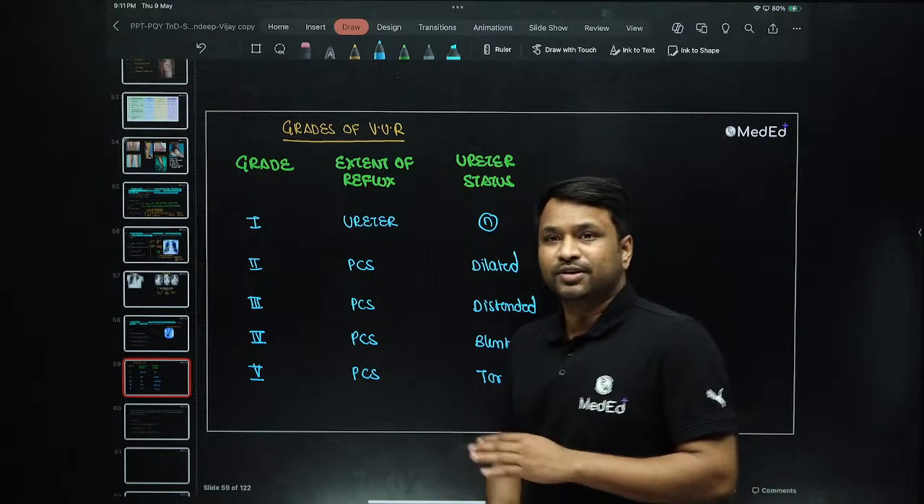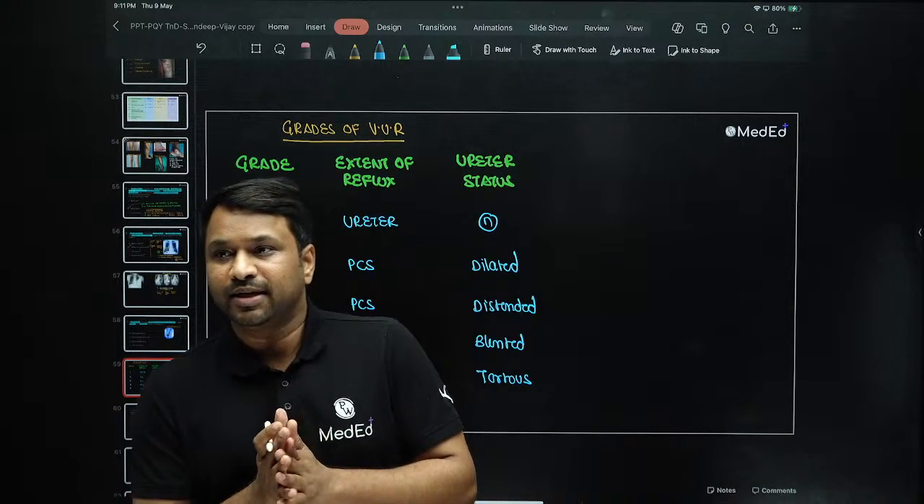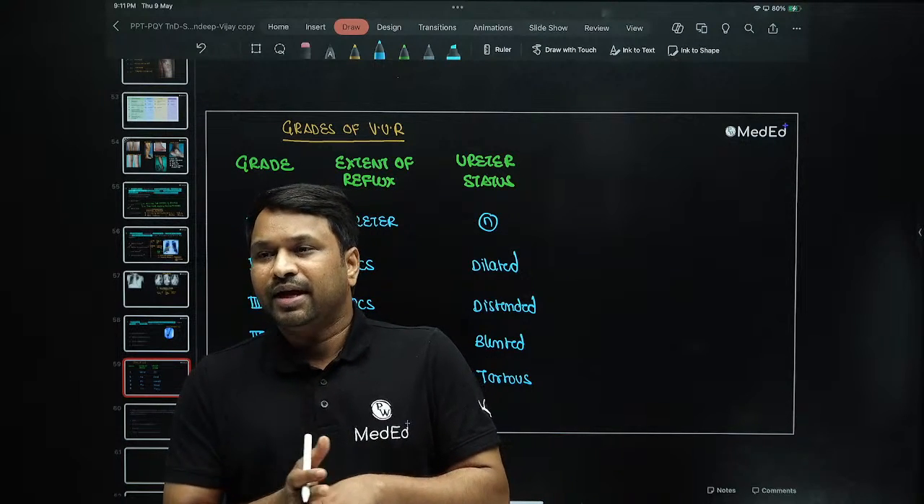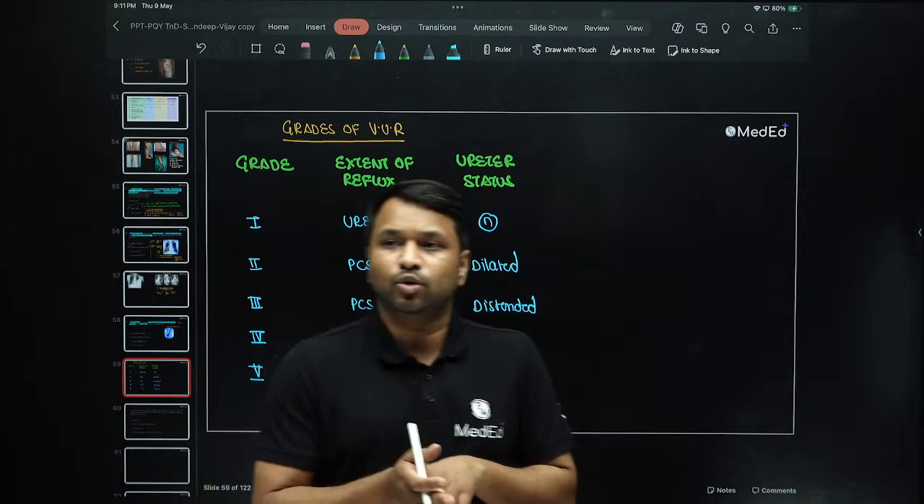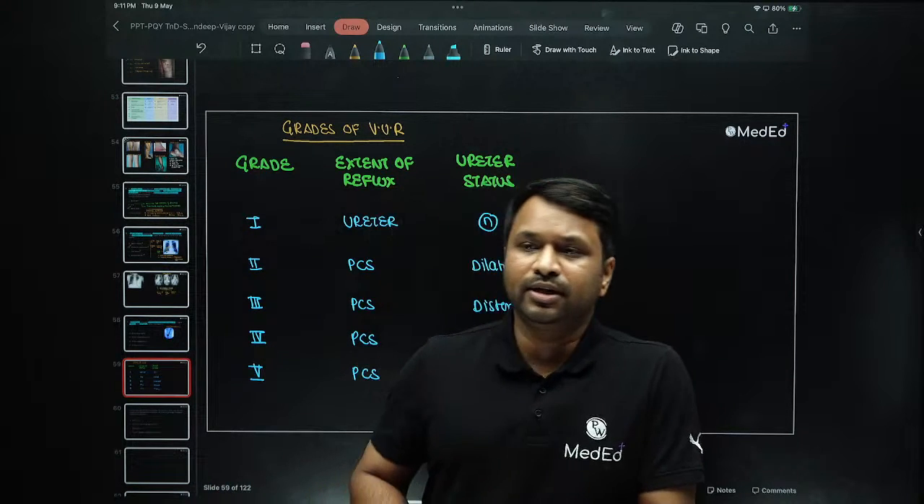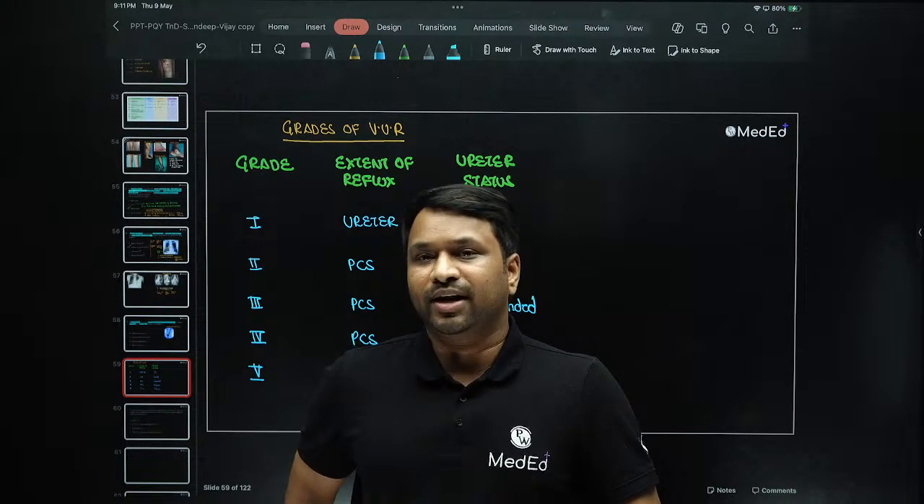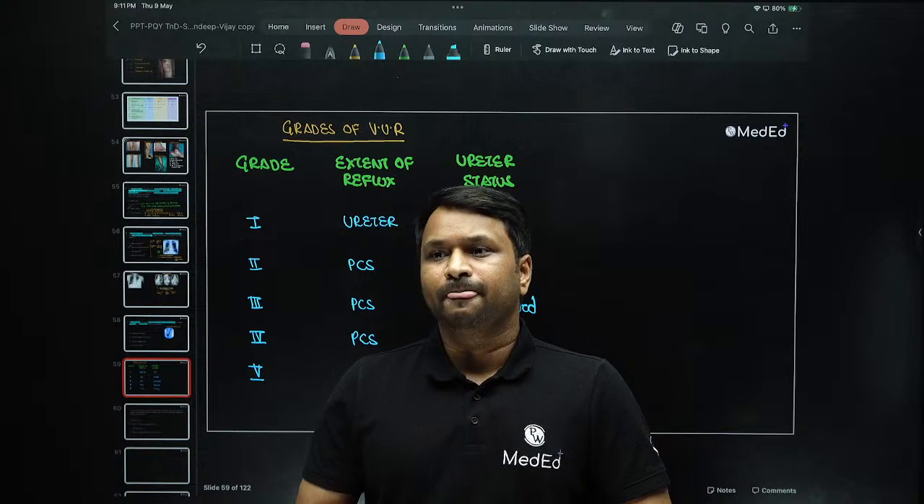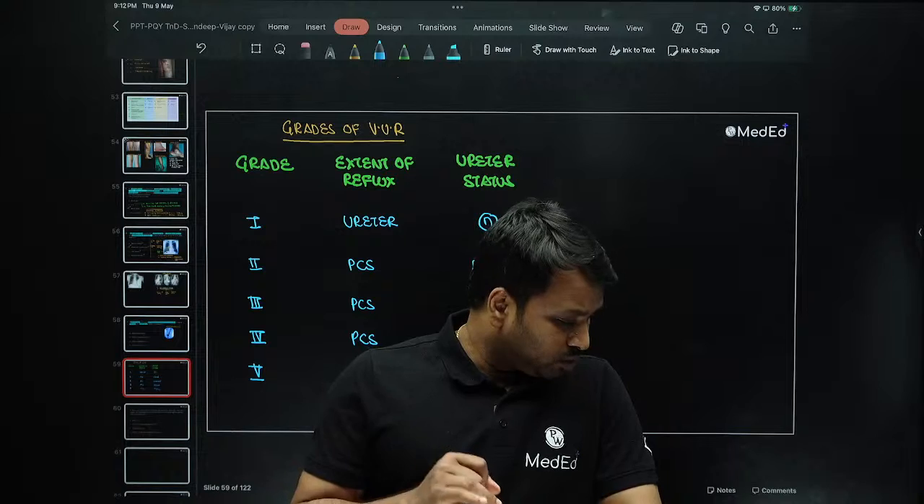Grade 5, reflux is to the pelvicalyceal system and they become tortuous. Now, MCU is micturating cystourethrogram, where you are also evaluating the urethra as well. Cystography is where you are only evaluating the bladder. Fine. Coming back to our component.